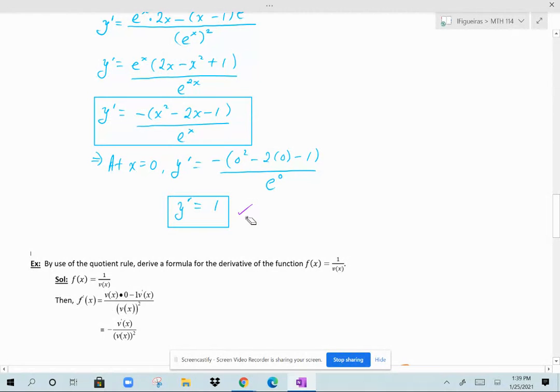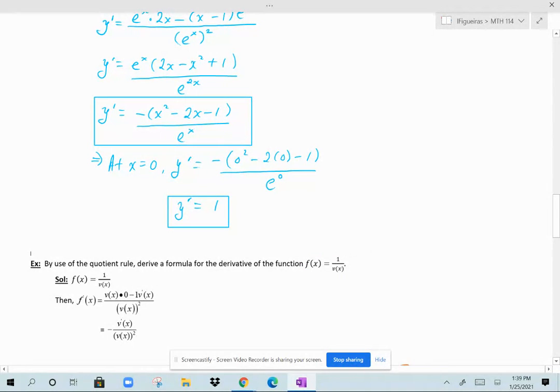Okay. So here we're going to come up with a formula. We're going to use the quotient rule to derive a formula for the derivative of 1 over v of x. Notice that my numerator is just a constant, it doesn't have a variable in it. But I'm going to apply the quotient rule to this quotient of 1 over v of x to come up with a formula for its derivative.